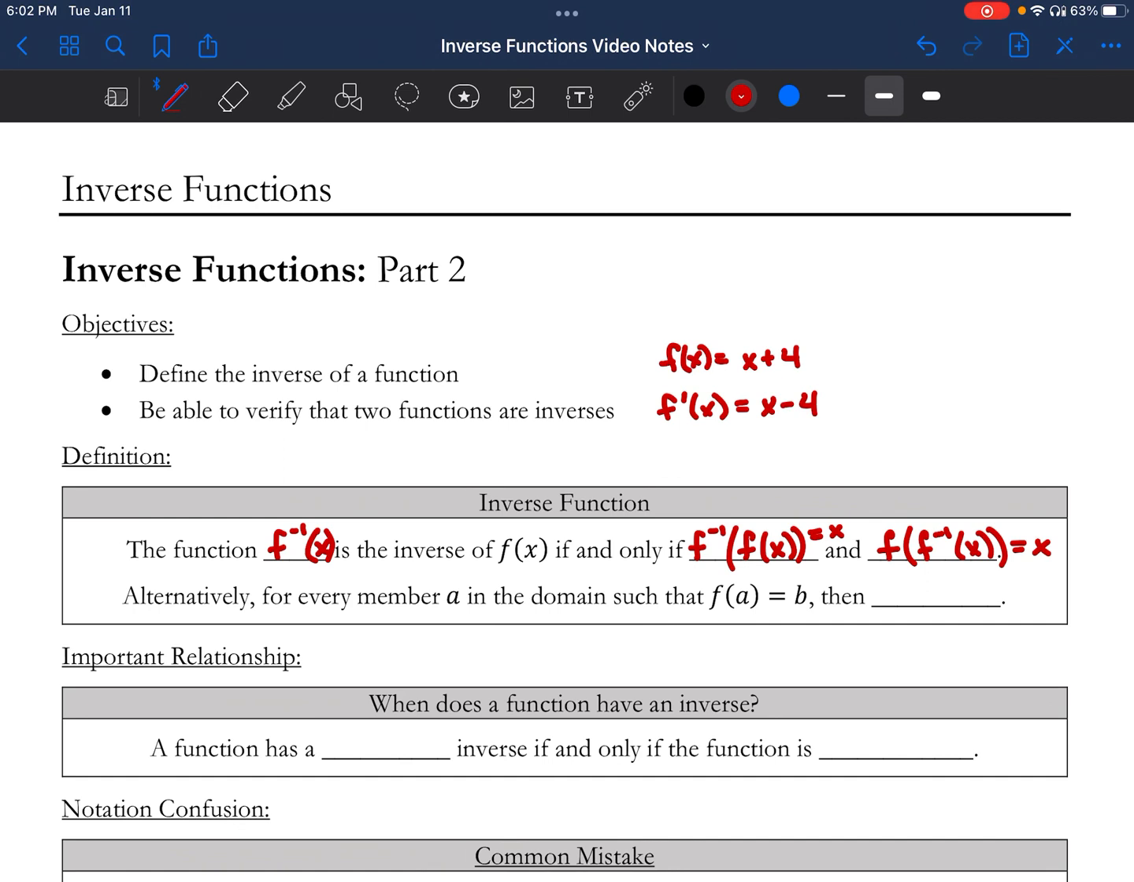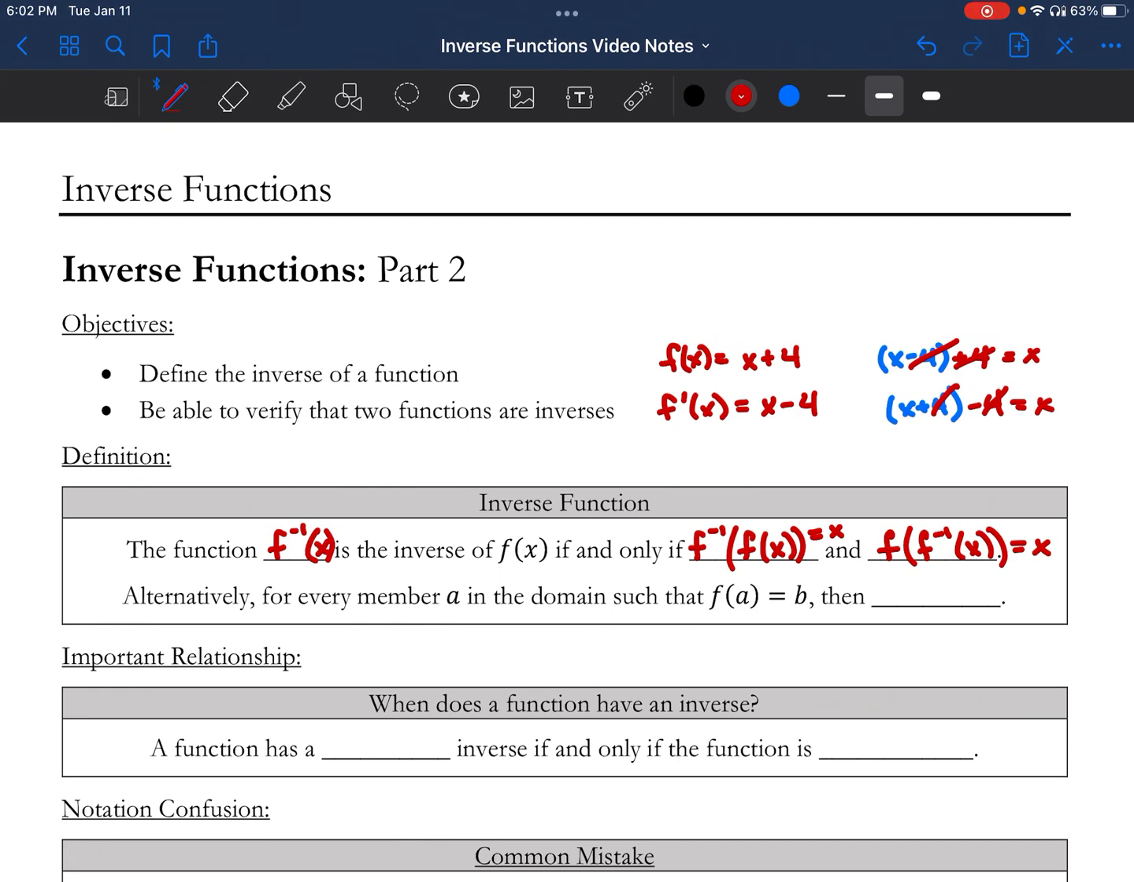And the thought process is if I plug one of these into the other, and I'll do that in blue, if I take x minus 4 and plug it into x plus 4, those 4's will cancel and I'll just get x. Same idea if I do it backwards. If I take x plus 4 and plug it into x minus 4, those two 4's will cancel and I'll just get x. So that's the idea. A function does one operation, and the inverse will undo that operation.